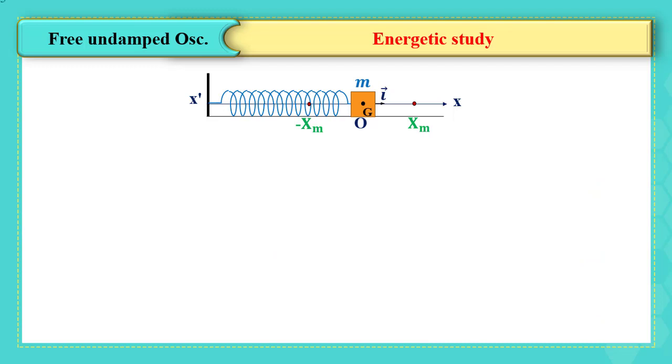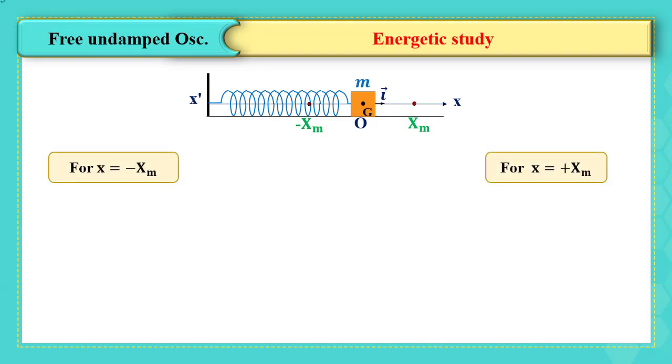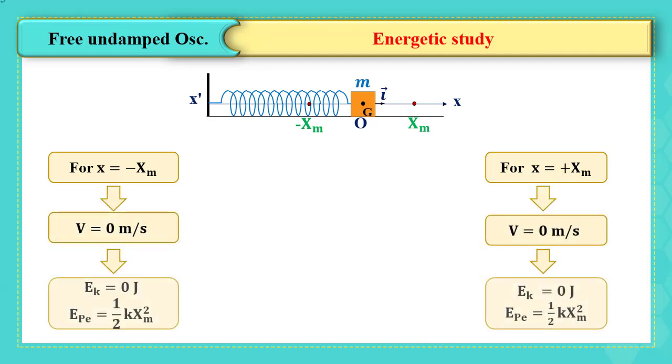Consider the horizontal elastic spring, whose motion is a free, undamped, simple harmonic. The energy oscillates back and forth between kinetic and potential energy, going completely from one to the other as the system oscillates. To observe this exchange, it should be clear that when x is maximum, plus or minus x maximum, v then is zero, thus the kinetic energy is zero. Finally, the elastic potential energy is maximum and it is half k xm squared.